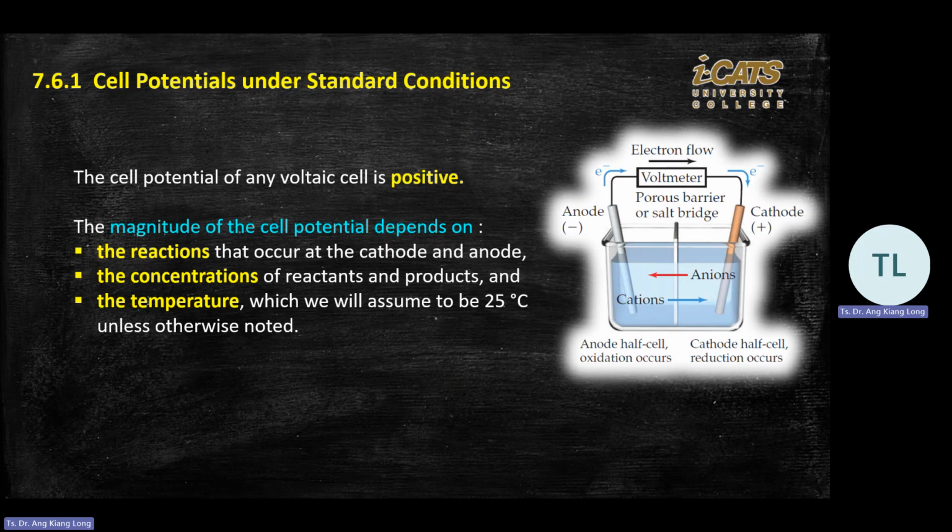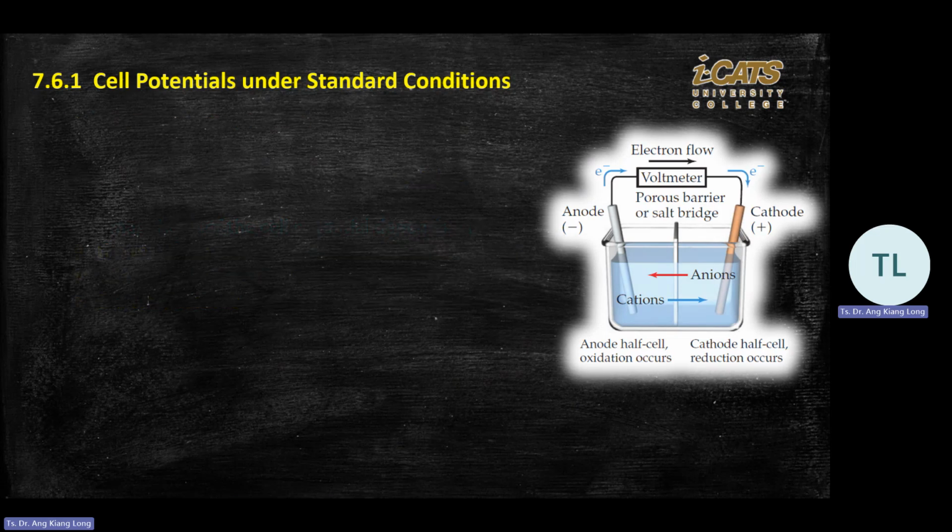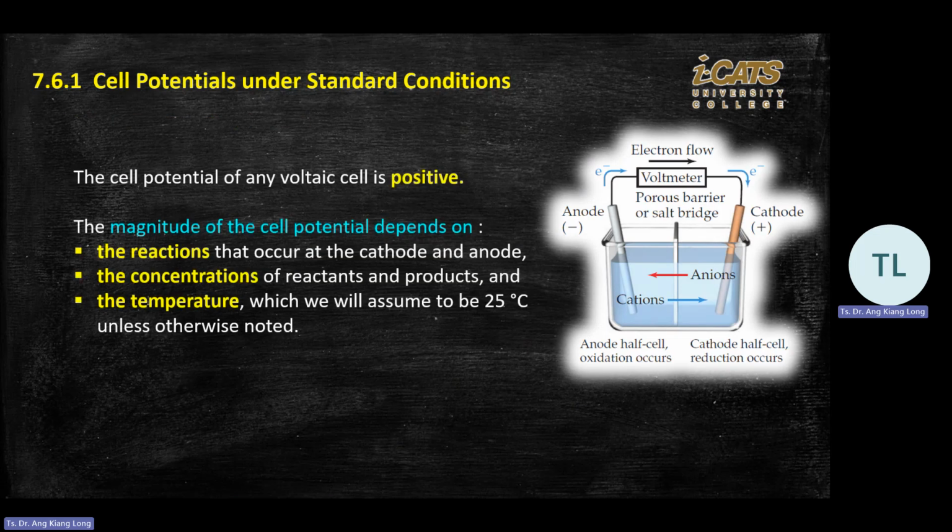So magnitude means the light, because it's flowing, so you are seeing the light bulb will be either very high or very low. It's based on these three: either the reaction that happens, concentration, and temperature. And in all questions, we assume it happened at 25 degrees C for potential cell.